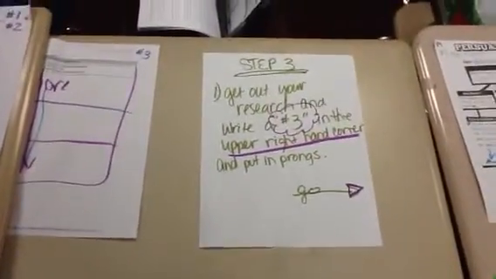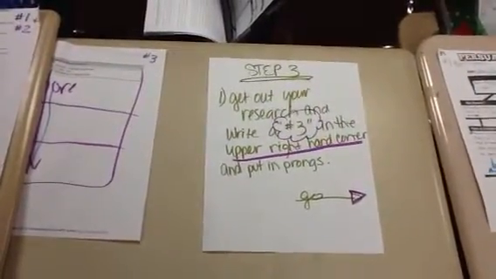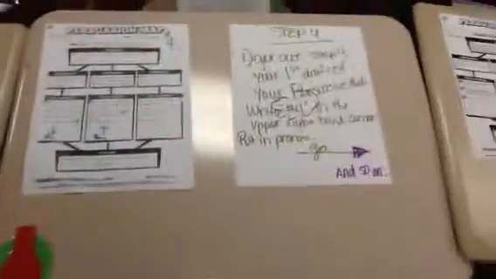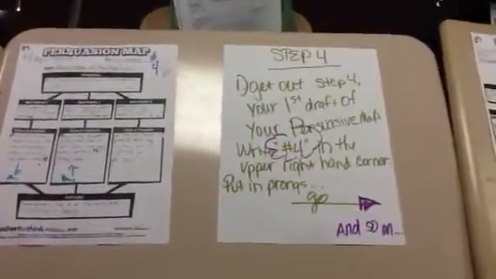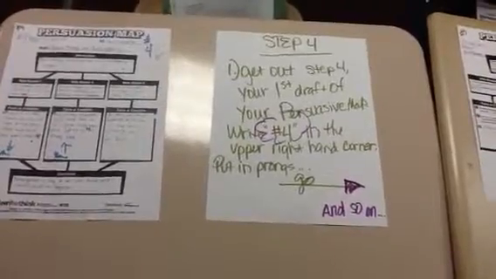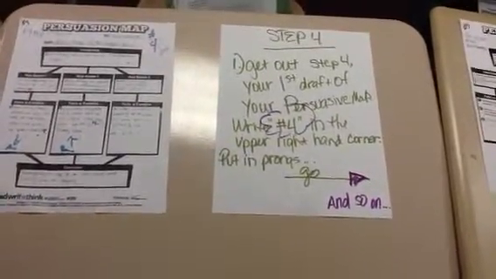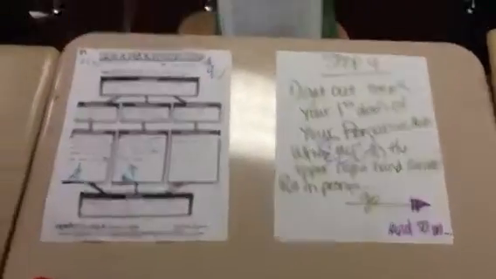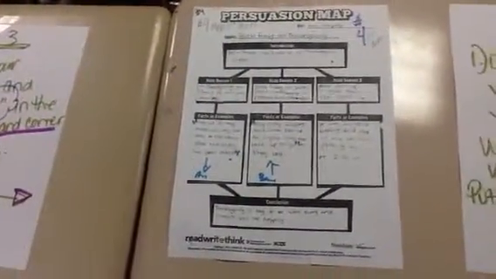Step 3 was to get out your research and write a number 3 in the upper right hand corner and put it in the prongs. There's an example of what research was, extra papers, and then go on to the next one. Step 4, get out step 4, your first draft of your persuasive map, and write number 4 in the upper right hand corner. Put it in the prongs and go on, so on and so on. And there's an example of what that should look like, and there's extra copies if you needed it.